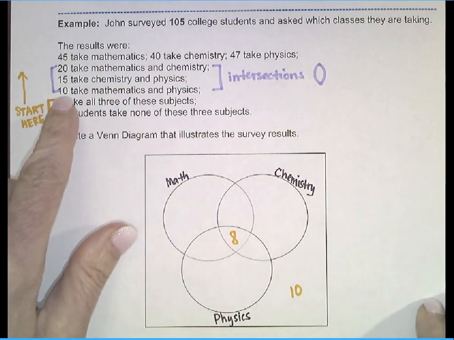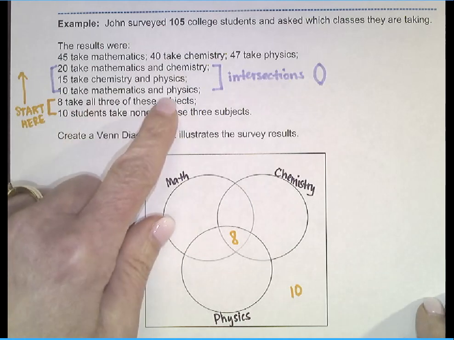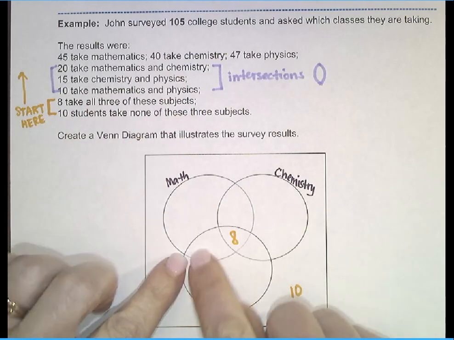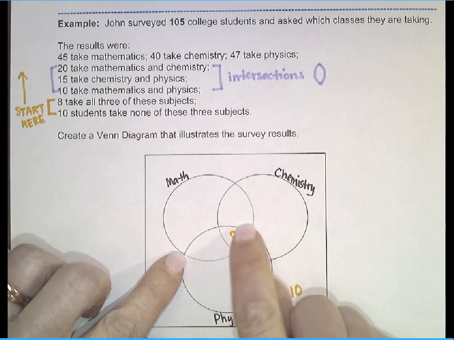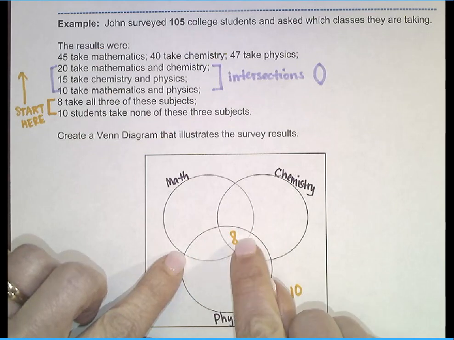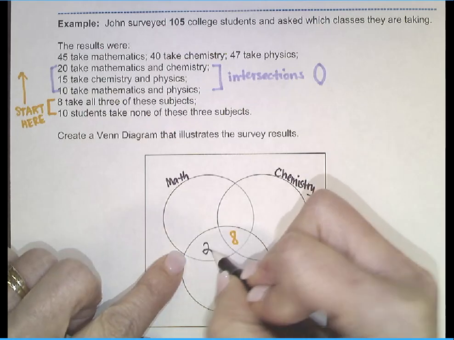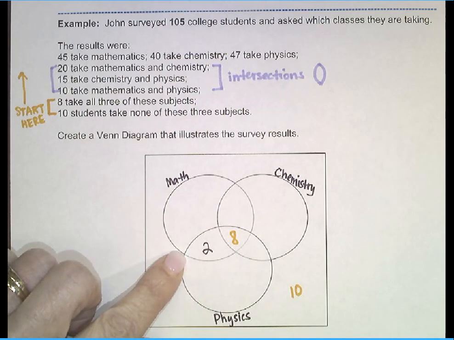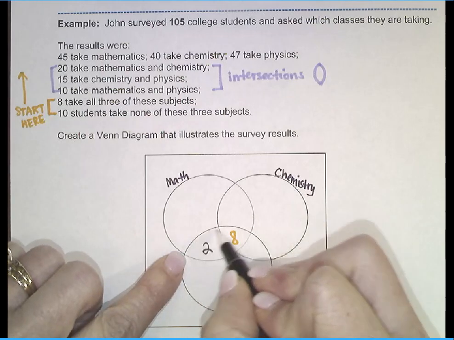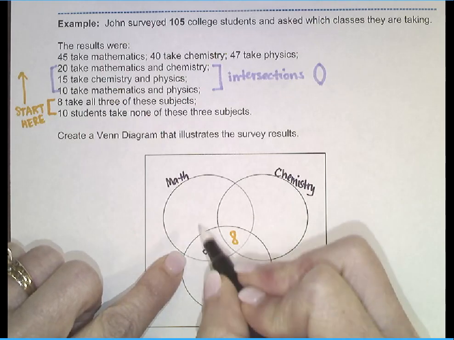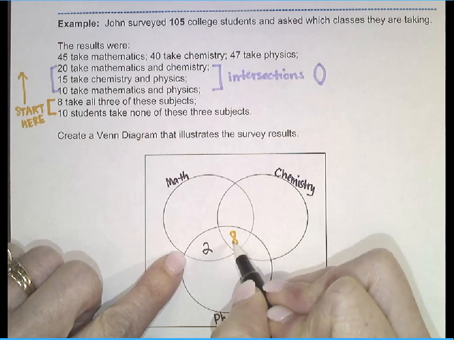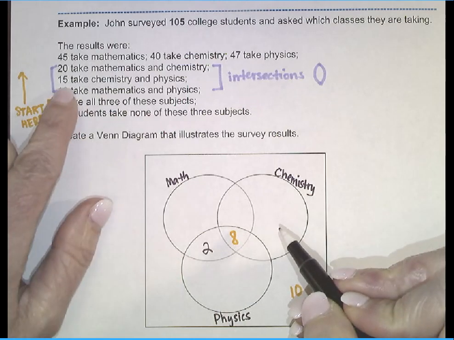So it says 10 take math and physics. So where math intersects physics, this football in here is 10. But we've already accounted for 8, so you don't put a 10 here. You put a 2. And that's where students tend to make mistakes. So that intersection is 10, math and physics. So 2 and 8.